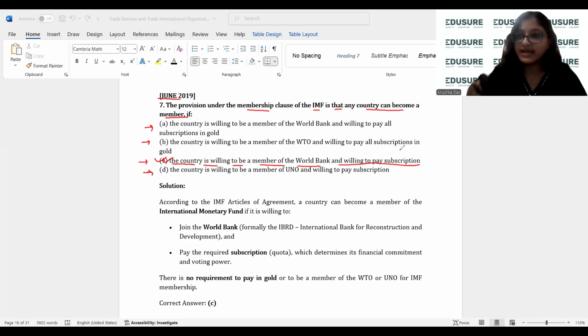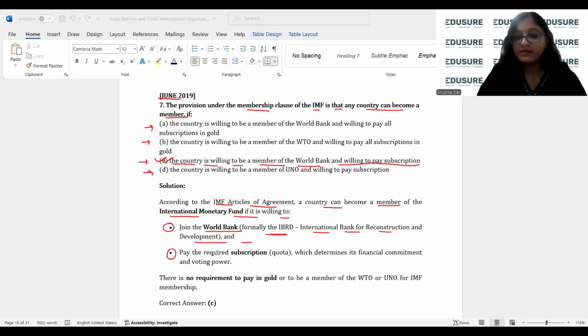The required subscription has to be paid. That is the fee. It can be quarterly, it can be yearly. Fee has to be provided, and also it should be a part of the World Bank. So see here, the solution is given. According to IMF Articles of Agreement, a country can become a member of the International Monetary Fund if it is willing to firstly join the World Bank. Every member country of IMF is also a member of World Bank. So it has to join World Bank, formally known as IBRD. We will come to this, International Bank for Reconstruction and Development.